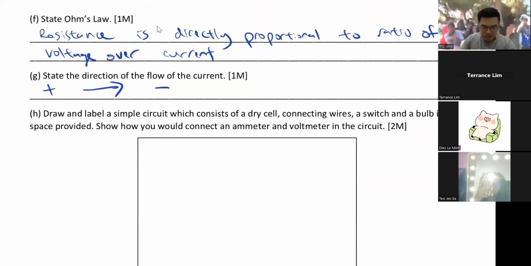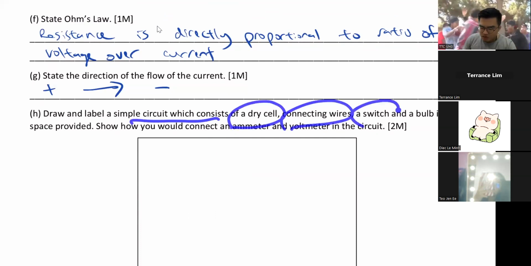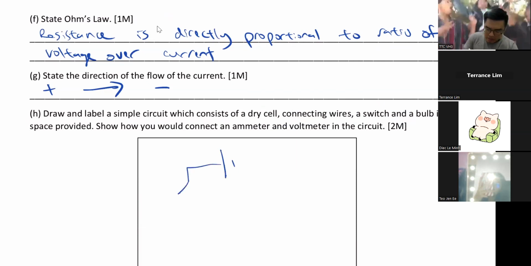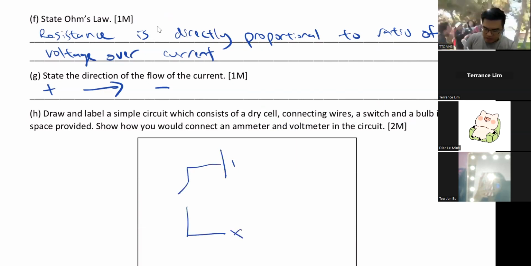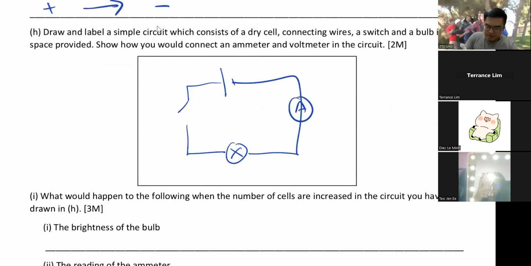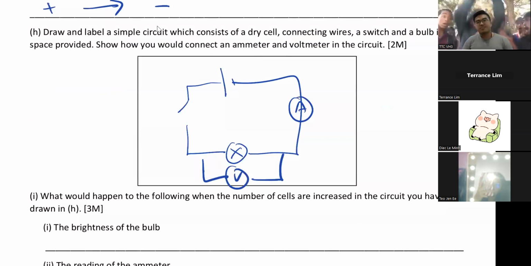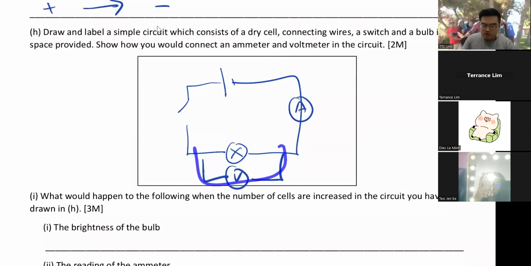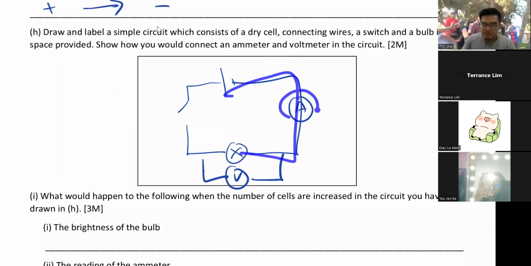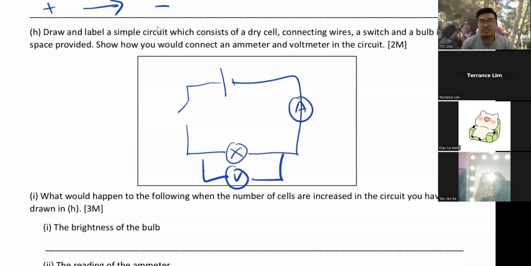Okay, so H: draw and label a simple circuit which has a dry cell, wire, switch, bulb, and then how you connect the ammeter and voltmeter. So we have dry cell, wire, switch, light bulb. Okay, ammeter is here, voltmeter is here. You should always connect the voltmeter in parallel. You should always connect the ammeter in series.